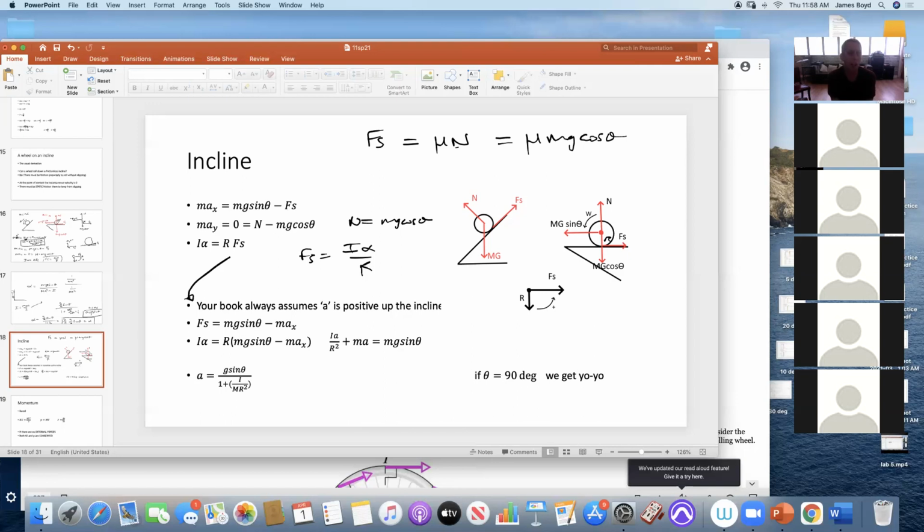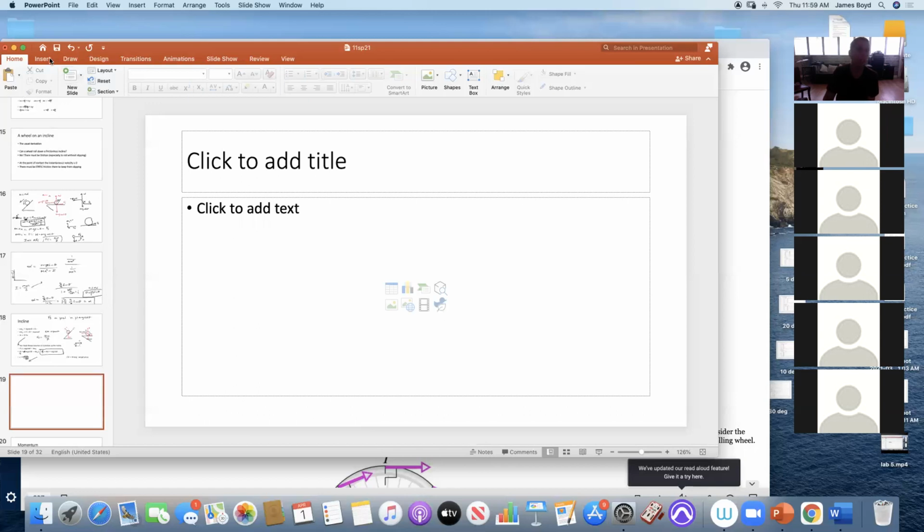Okay. So in this case, now if I divide through by r, that would cancel. And then I move MA over and I turn this alpha into an A. So alpha is A over R. I get this. And from that, I get this, so this is how it's usually done in every physics book. They do this incline issue. However, I have an issue with this, and I want to show you what my issue is.